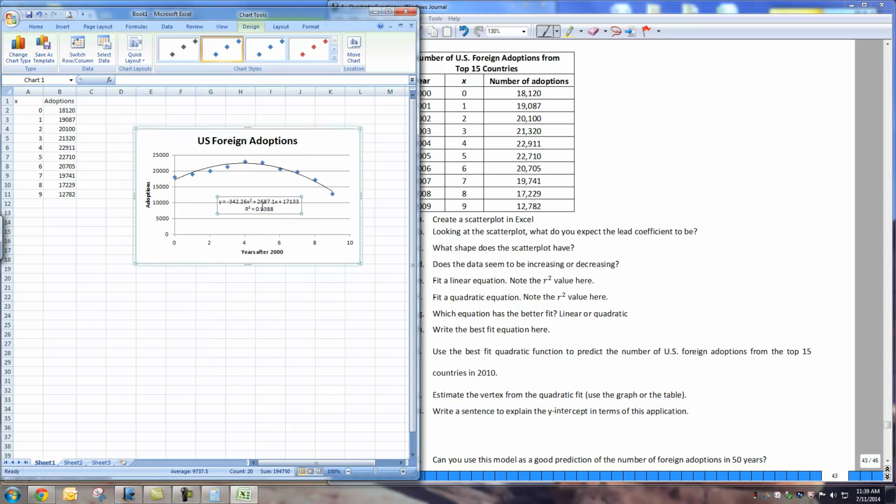Now look at the equation it gives me, and look how good the fit is when I use a quadratic equation. R squared equals 0.938, and this line seems to really map my data points. Notice my leading coefficient's negative, which leads me to believe it opens downward, or the curve goes down instead of up if it was positive. And now I can use this equation to answer these questions. Use the best fit function to predict the number of U.S. foreign-born adoptions in 2010. So what I'm going to do there is let x equal 10 and plug it into this formula and simplify.